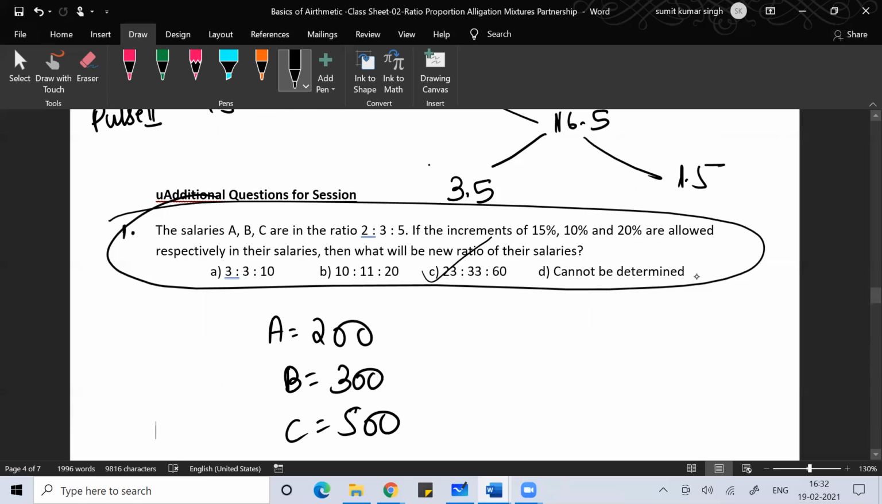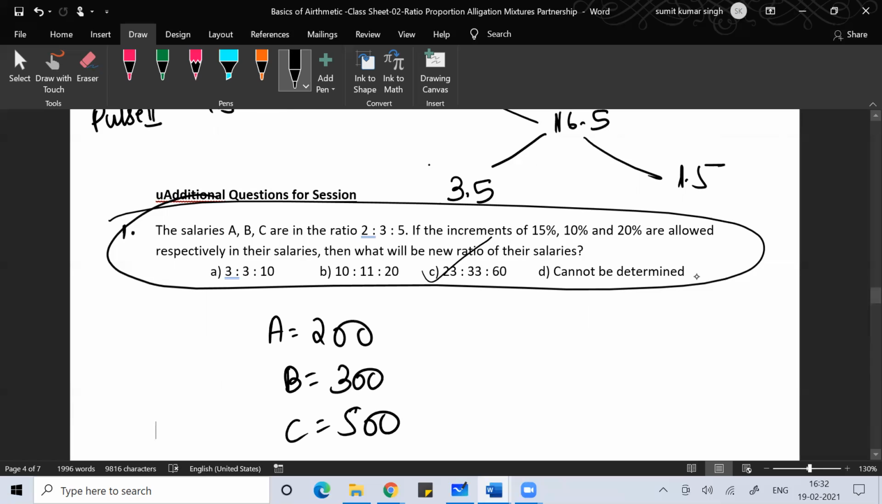Okay, so their salaries are in ratio 2 is to 3 is to 5. Every way the ratio remains the same. There will not be any change in the ratio. So ratio will remain the same only.